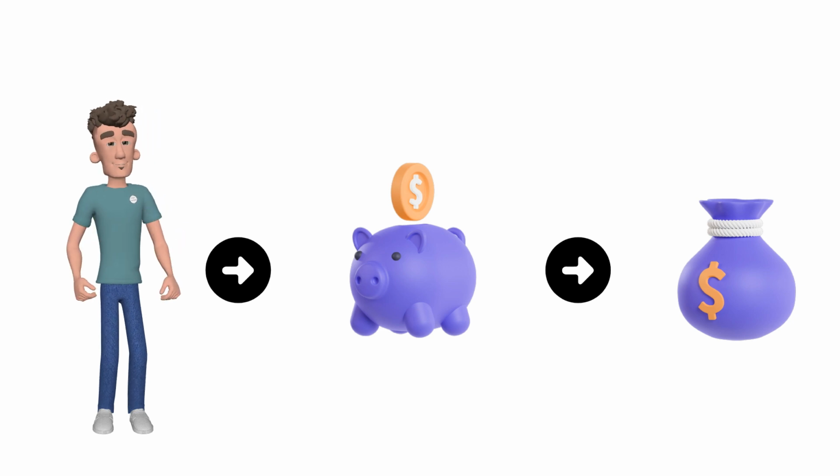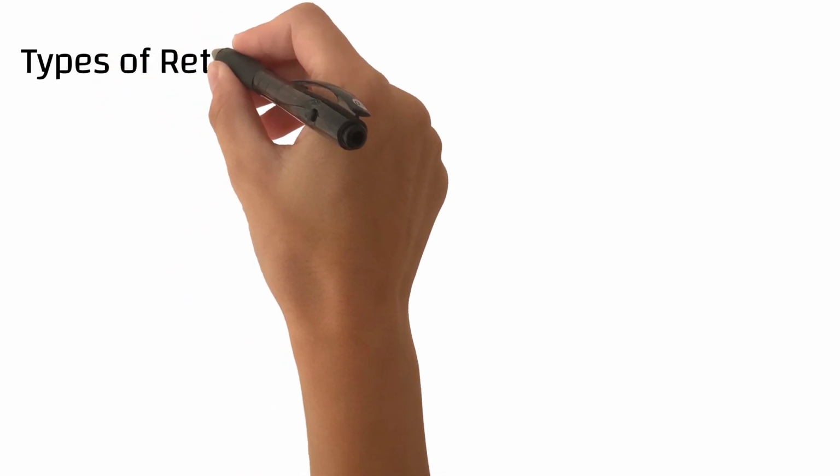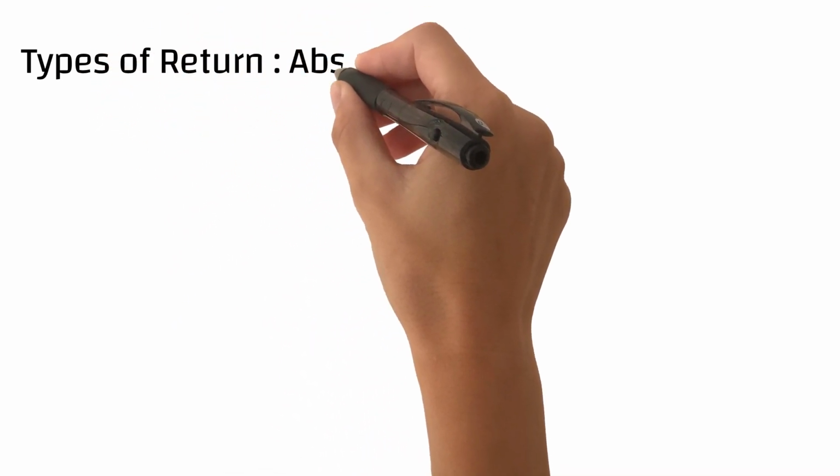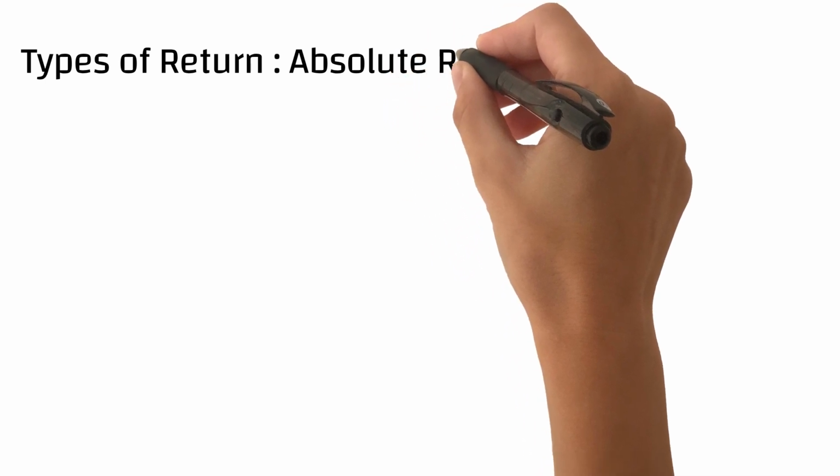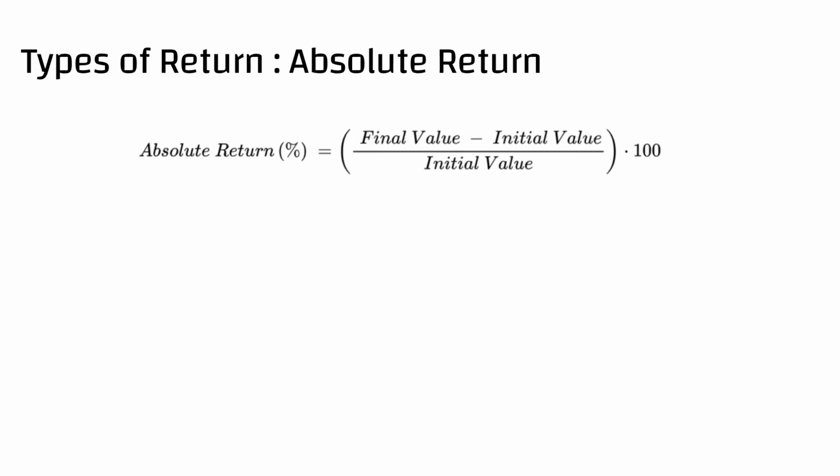But before going to the solution directly, let's see different types of returns that investors calculate in their portfolio. So we will start with the most basic one, which is absolute return. The formula for absolute return is pretty basic. It is calculated as the difference in the amount divided by the initial amount.